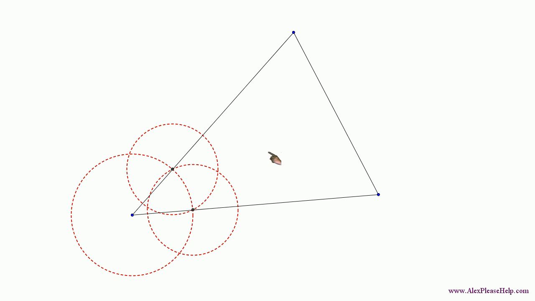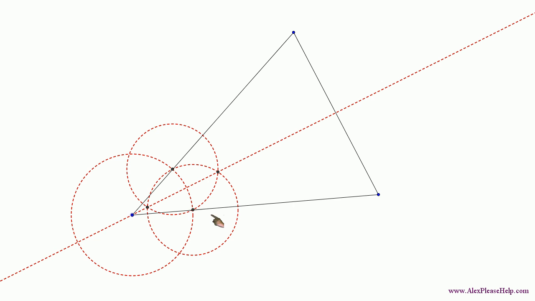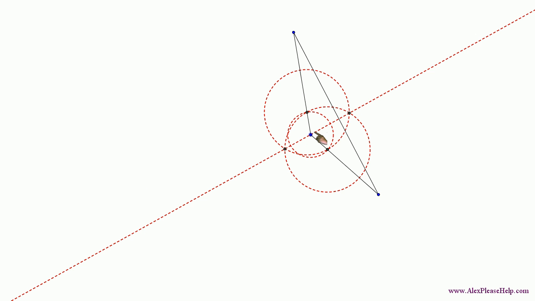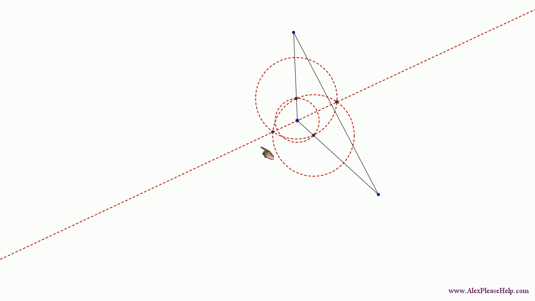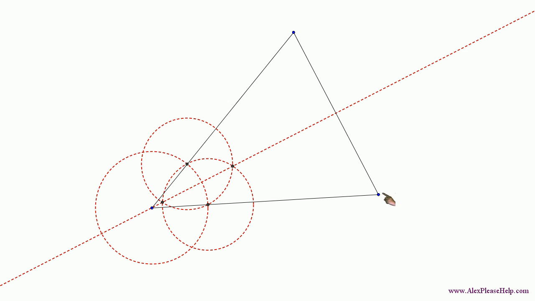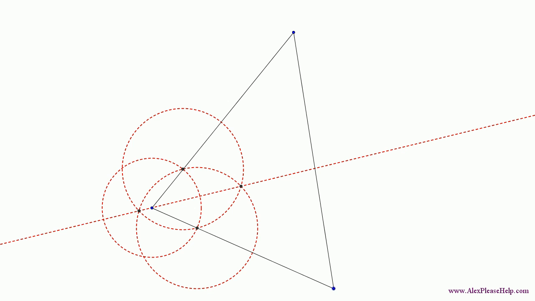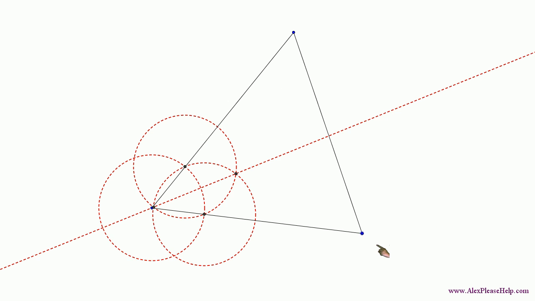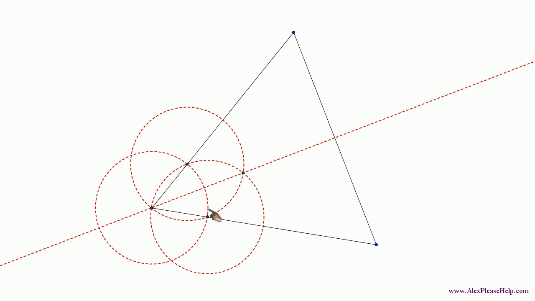And you can read up on that a little later. I'm not going to get too deep into that, but when you connect the intersections of those two circles, you form an angular bisector. See how the angle stays the same on each side as I move this point. As I move this one, it gets bigger, but both sides of that angle will be equal.